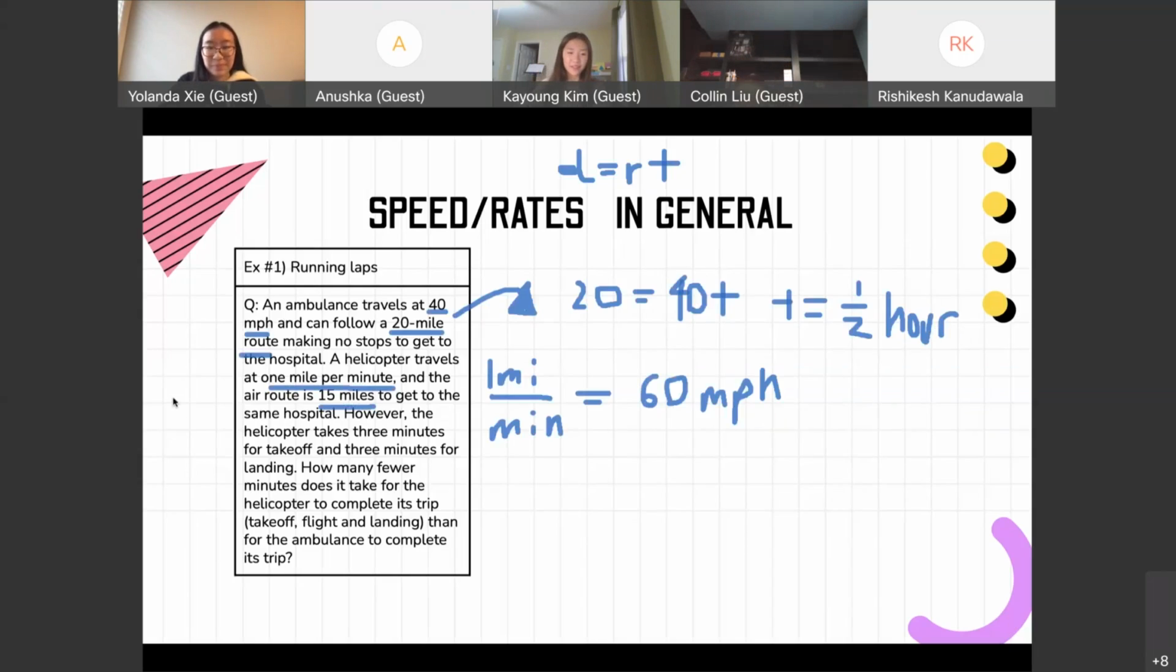Okay. Yeah, so now we're at the helicopter. So we're going to do the same thing. 15 equals 60t. And then divide both sides by 60, and then you get 1/4. And this is also in hours now.